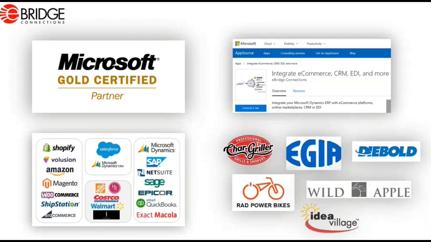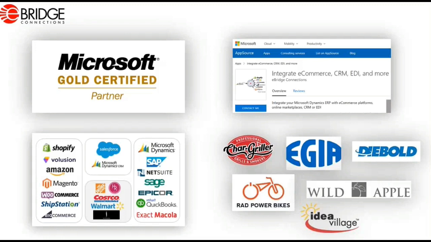And the tip of the wave here is we're a Gold partner. I'm sure some folks on the line can attest to this. We just became recertified as a Gold partner. So a few of our folks in the office had to write some exams, and we passed the test, and we're all excited. We also have an app on AXSource. It's called Integrate E-commerce, CRM, EDI, and More by eBridge Connections. We have a bunch of pre-built connectors, and we're always building more. So if your company engages with eBridge and does a one-to-one integration, let's say your Shopify orders back into Microsoft Dynamics AX, and then you decide to add something later, it's very easy to do that.